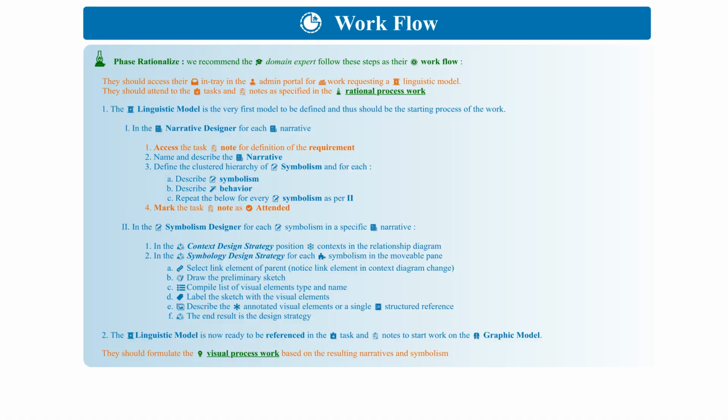The rational process will most likely be performed by the domain expert, done in the manner dictated by the sequential workflow in the narrative and symbolism designers in the admin web portal. The assets the rational task is to deliver are the graphic specifications to be used as the design strategies.